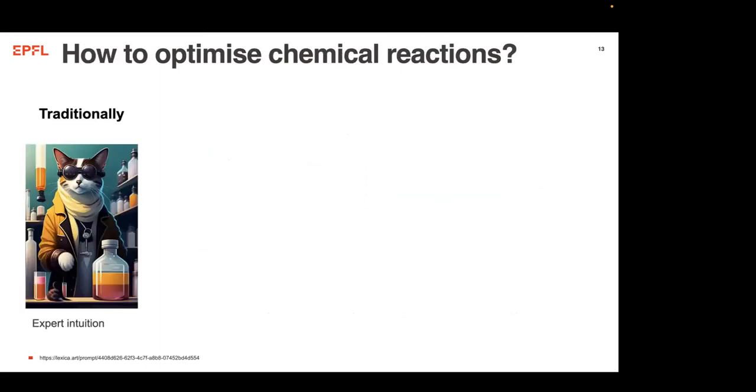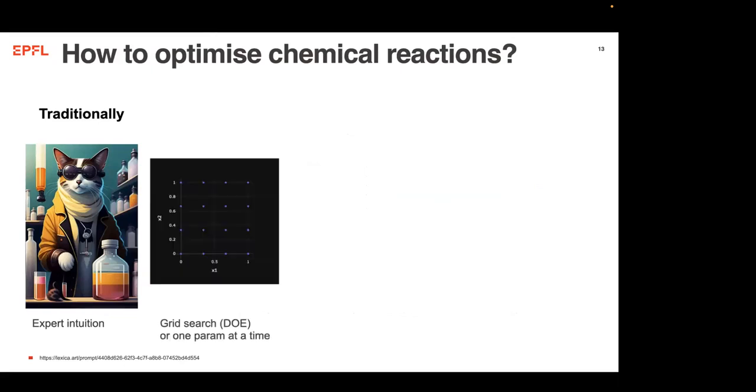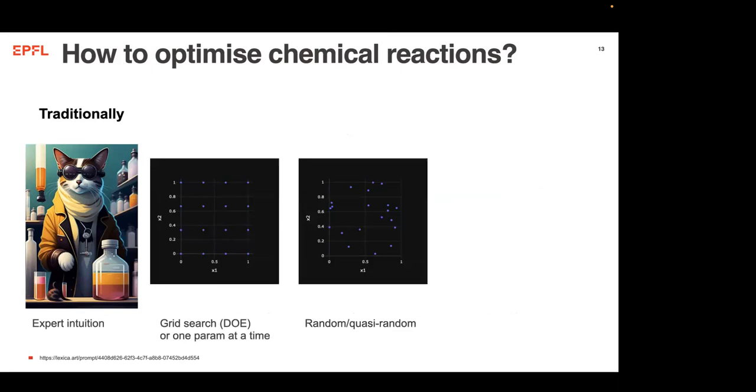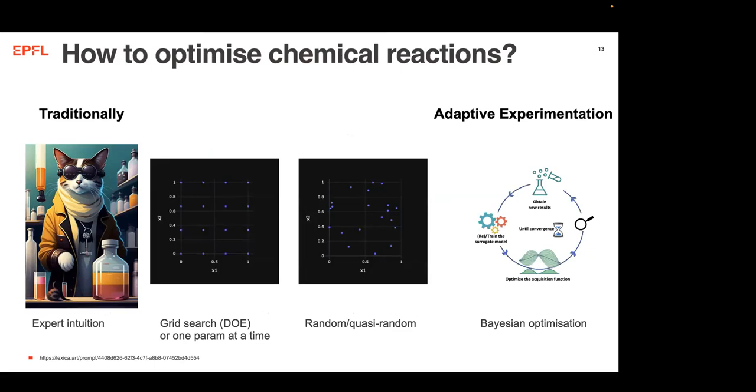And how do we optimize such chemical reactions? As I said, traditionally it's expert intuition. Then you can also use grid search or optimize one parameter at a time. You can use random or quasi-random search, or adaptive experimentation.